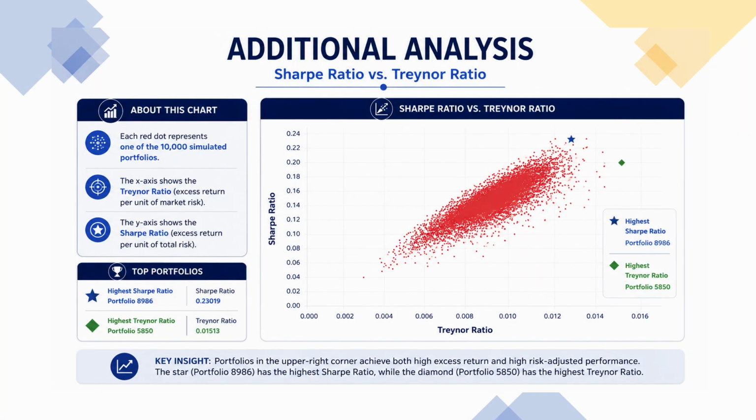This visualization compares the Sharpe ratio and Treynor ratio for all 10,000 portfolios. One of the first things we notice is the strong positive relationship between the two measures. In general, portfolios that perform well under one metric tend to perform well under the other. However, the relationship is not perfect. Portfolio 8986 produced the highest Sharpe ratio, while Portfolio 5850 produced the highest Treynor ratio. This difference occurs because the Sharpe ratio penalizes total volatility, whereas the Treynor ratio only considers market risk. The visualization highlights that investors may reach different conclusions depending on which type of risk they consider most important.